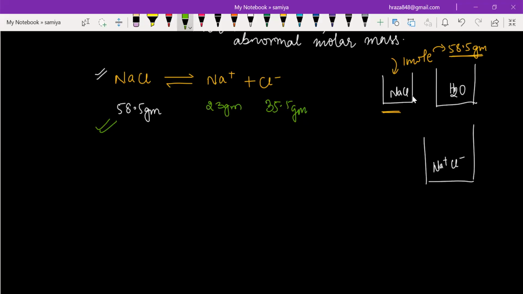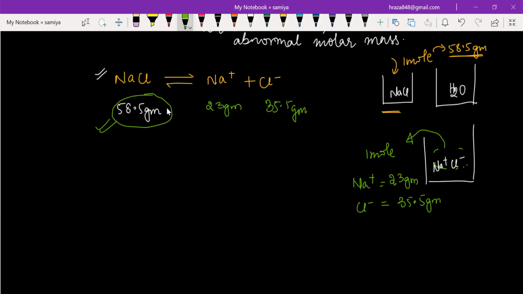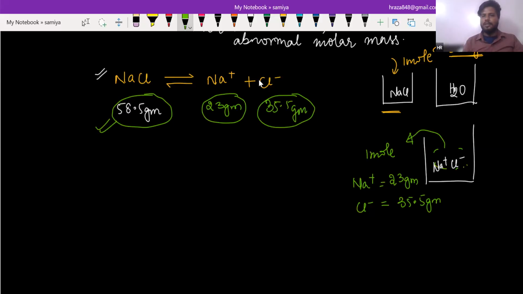Yes. And after adding NaCl into water, if you are going to take 1 mole of anything, either Na plus or Cl minus, if you take Na plus, it will have 23 gram, and if you take Cl minus, it will have 35.5 gram. So before becoming a solution, it has 58.5 gram molar mass, but after dissociation, you will get either 23 gram or 35.5 gram. This is abnormal molar mass. This is normal molar mass. This is abnormal molar mass.